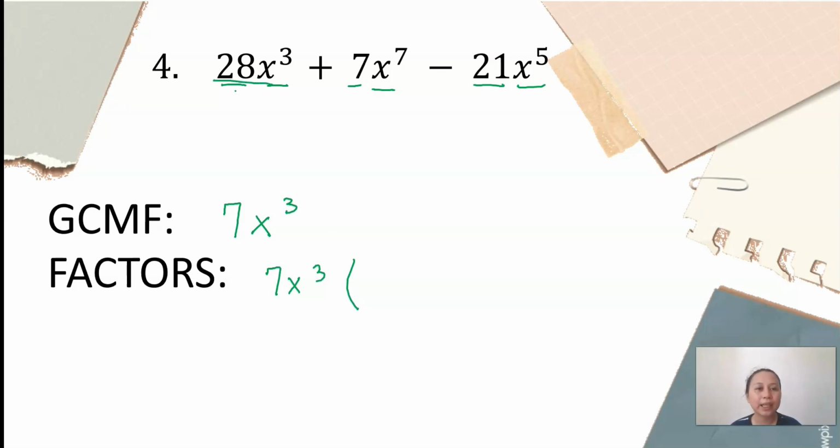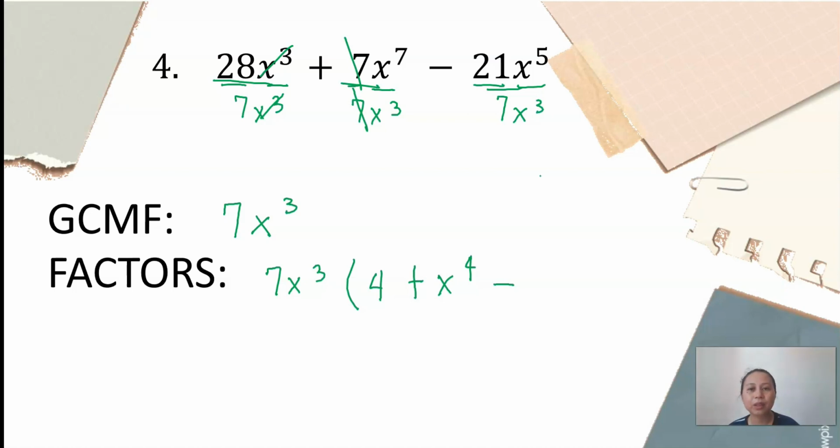So we'll divide 28x cubed by 7x cubed. So cancel the x cubed. 28 divided by 7 is 4, plus 7x raised to 7 divided by 7x cubed. So cancel the 7. X raised to 7 divided by x raised to 3 is x raised to 4, since that's 7 minus 3. Minus 21 divided by 7x cubed. 21 divided by 7 is 3. X raised to the power of 5 divided by x cubed is x squared. Hence, these are now the factors of the given polynomial.